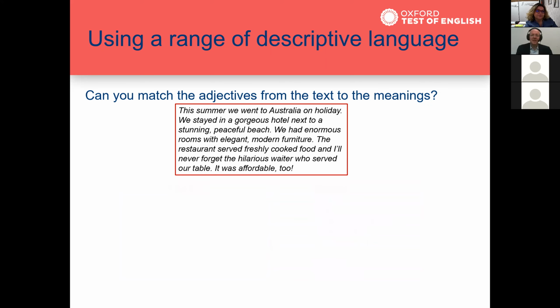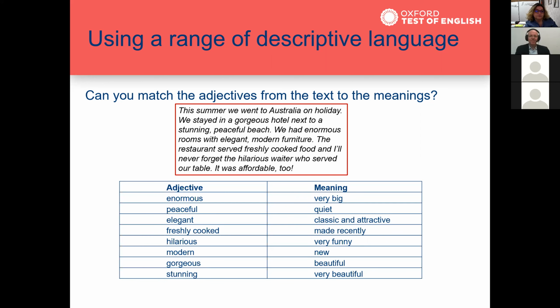Okay, well, let's take a look at this. There they are. Instead of saying very big, say enormous. Instead of saying quiet, say peaceful. Instead of classic and attractive, elegant. Made recently. Made is okay, but we would say freshly cooked. Very funny. Now, funny is one of those words like nice. Everybody uses funny, everybody uses nice, and let's face it, all of the other students are going to say nice and funny and words like that, okay?